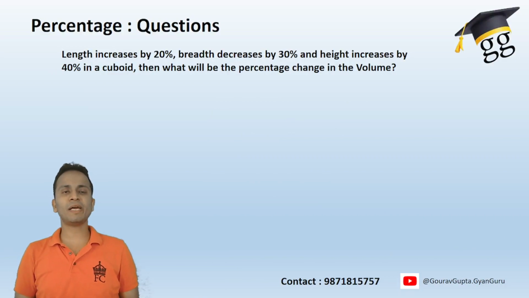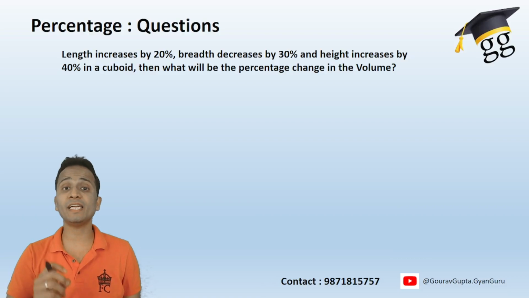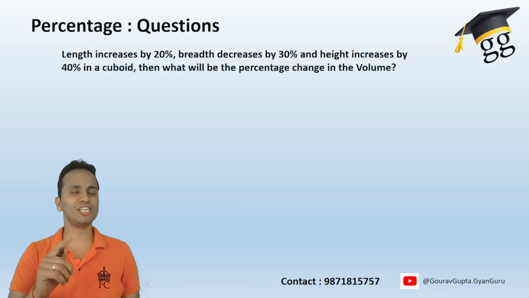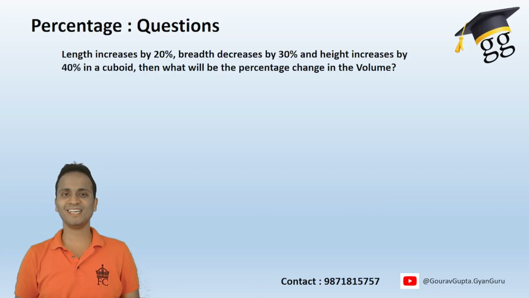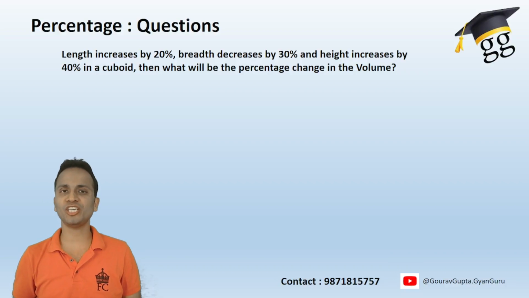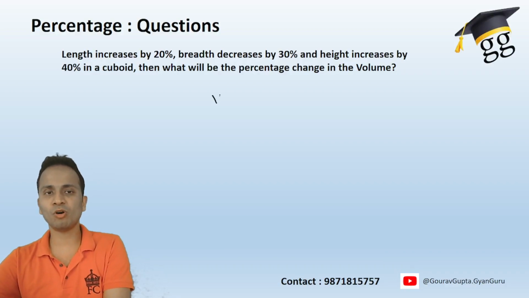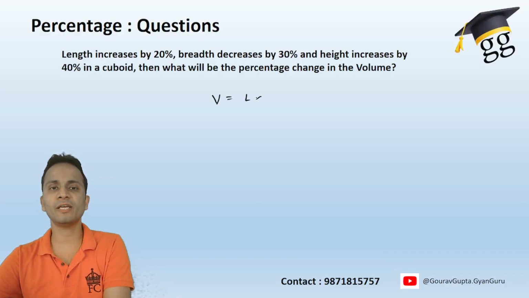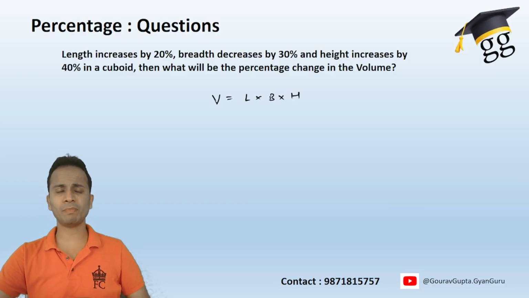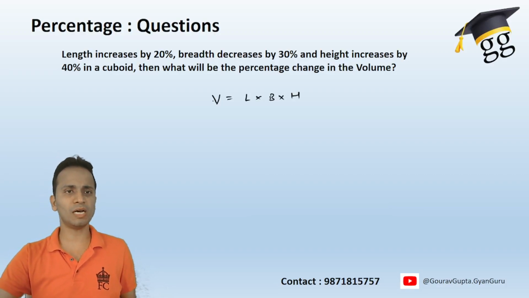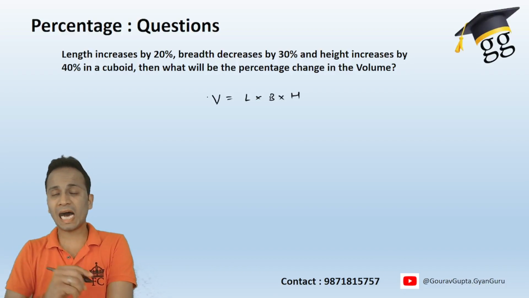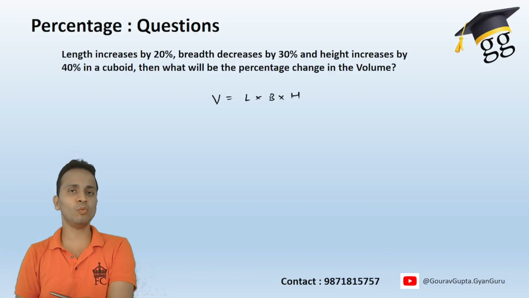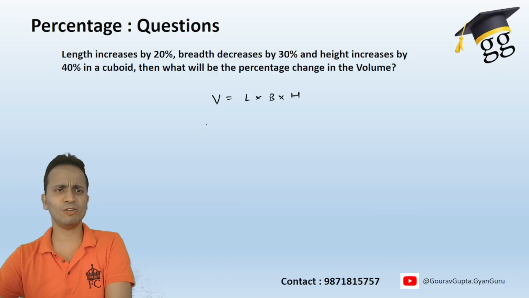Length increases by 20 percentage, breadth decreases by 30 percentage, and height increases by 40 percentage in a cuboid. Three changes. Then what will be the net percentage change in the volume? Now, volume of a cuboid is length into breadth into height. Okay, so I can apply a successive percentage change formula for these three values. Now, how the formula will be applicable when there are three changes? Let's have a look at it.